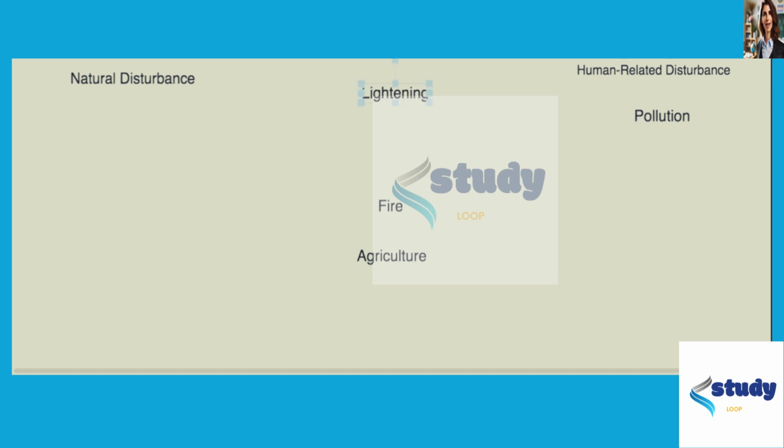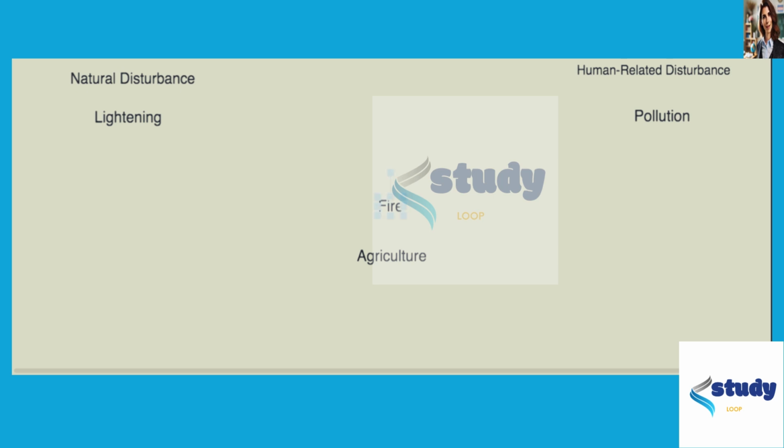But that leaves us with our other 3 options, and let's start with lightning. So lightning, much like a tornado or the hurricane that I mentioned earlier, is a natural disturbance. It's something that happens as a part of weather occurrences. Lightning would occur regardless of human presence. It's a natural disturbance. So that one's pretty easy. Now we're left with fire and agriculture.